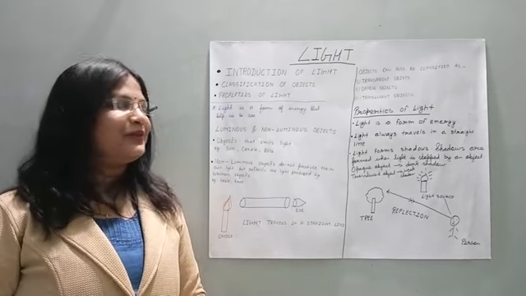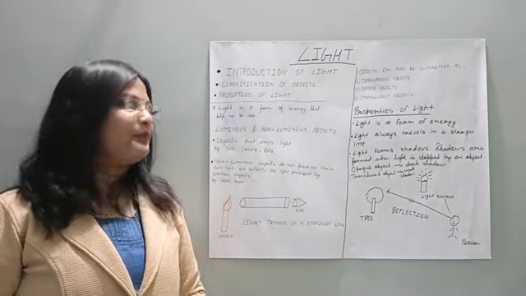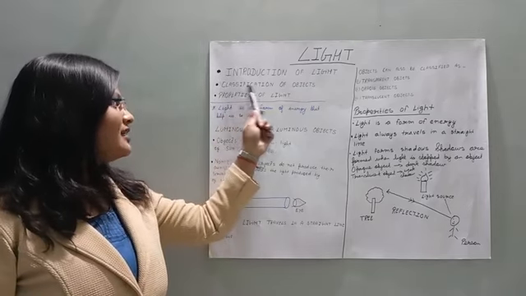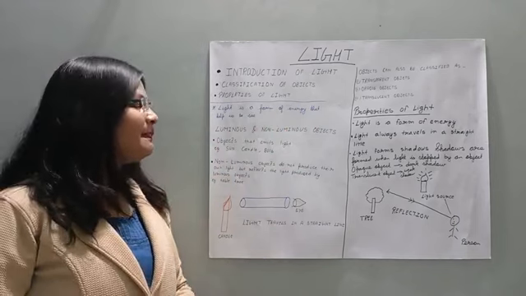Now let's move on to the topic, light. Today we will deal with three subtopics: first, introduction of light; second, classification of objects; and the third one, properties of light.